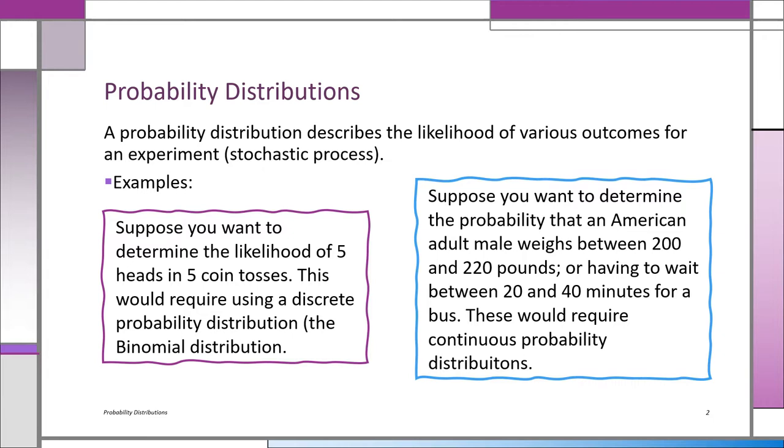Now, sometimes we're working with continuous measurements. For example, you want to determine the probability that an American adult male weighs between 200 and, let's say, 220 pounds. Or you want to know the probability you'll have to wait between 20 and 40 minutes for a bus. Weight and time are continuous measurements, and we need to work with continuous probability distributions. One way of knowing something is a probability distribution: if you look at all the outcomes and add them up, they should add up to 1, because the sum of all the probabilities of every outcome is 1.